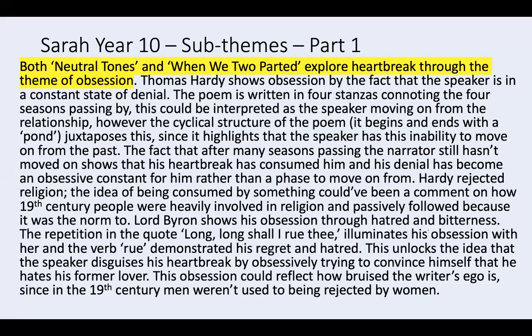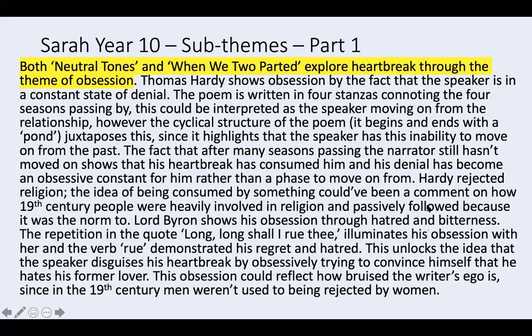Remember, I told you, don't forget the analysis part, where she writes, this unlocks the idea that the speaker disguises his heartbreak by obsessively trying to convince himself that he hates his former lover. Okay, so that's the analysis. So she's taken the quotes, she's shown how those quotes show obsession, but then she's linked it back again to heartbreak. And then the last line is the link. This obsession could reflect how bruised the writer's ego is, since in the 19th century, men weren't used to being rejected by women. So that is Sarah's link to the context, link to the time period.